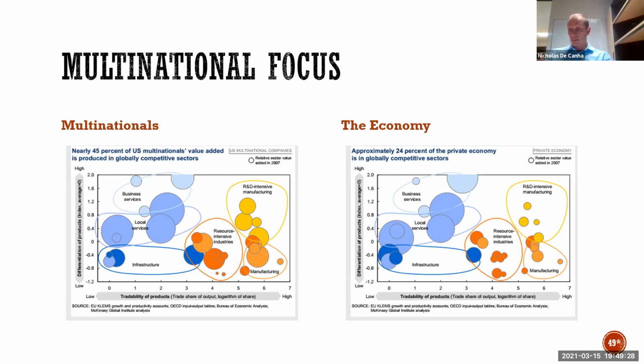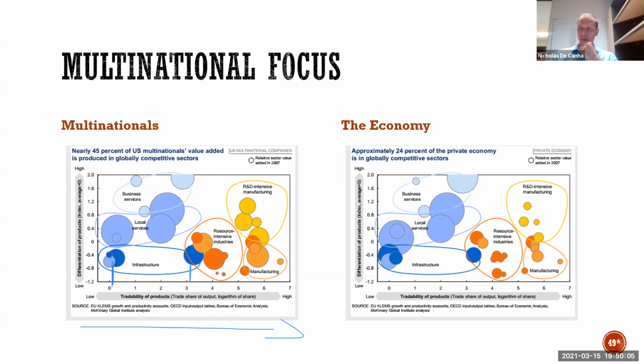So here is multinationals. 45% of multinationals' value revenue is in these areas. So you can see here business services. You've got some R&D, manufacturing, bit of resources. There's infrastructure. Paul, I think you raised the point about building, and I just want to point out that it is a valid question. Here's a dimension of tradability. And as you can see, by and large, infrastructure sits at lower levels.